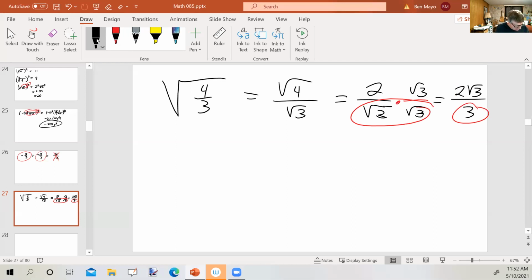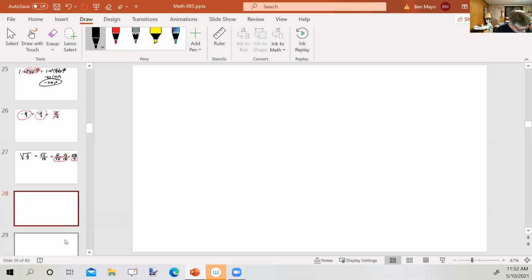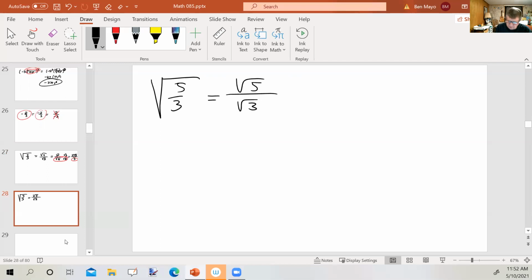So let's take a look at this example. We've got the square root of 5/3. The directions say rationalize each denominator. So I'm going to break it apart into separate radicals. I'm going to multiply by the square root of 3 over the square root of 3. So in the numerator, I get the square root of 15, or the square root of 5 times 3, and the denominator is rational.